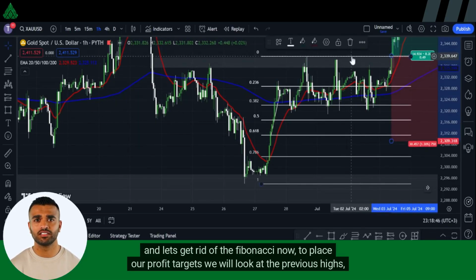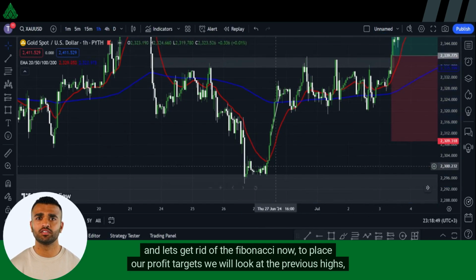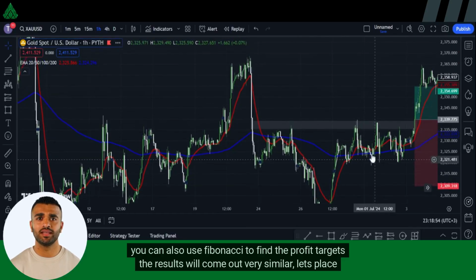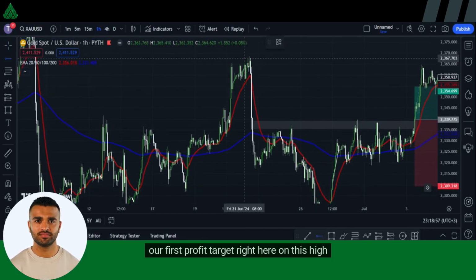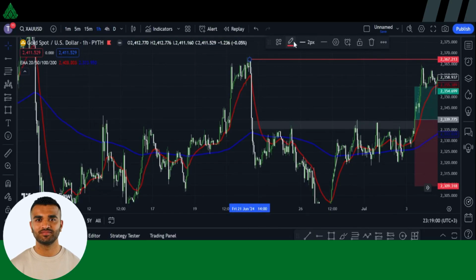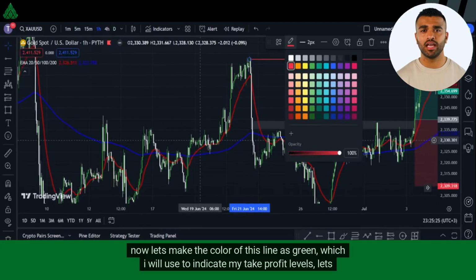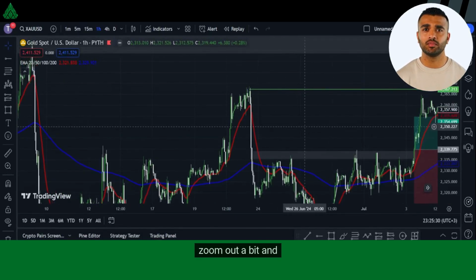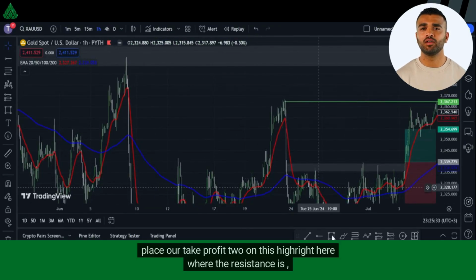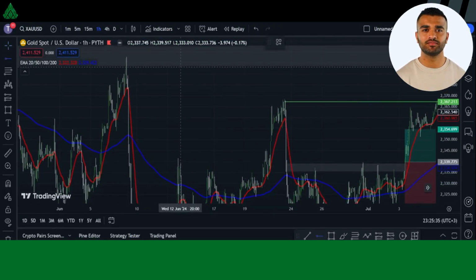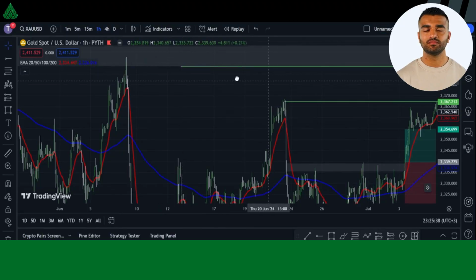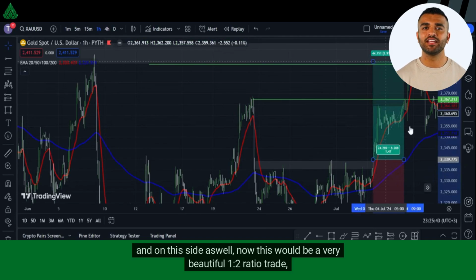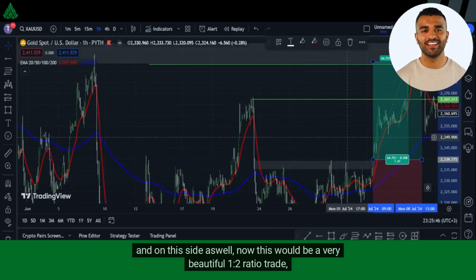To place our profit targets, we will look at the previous highs. You can also use Fibonacci to find the profit targets. The results will come out very similar. Let's place our first profit target right here on this high. Now let's make the color of this line green, which I will use to indicate my take profit levels. Let's zoom out a bit and place our take profit 2 on this high right here where the resistance is. Let's extend this from here, and on this side as well. Now this would be a very beautiful 1:2 ratio trade.